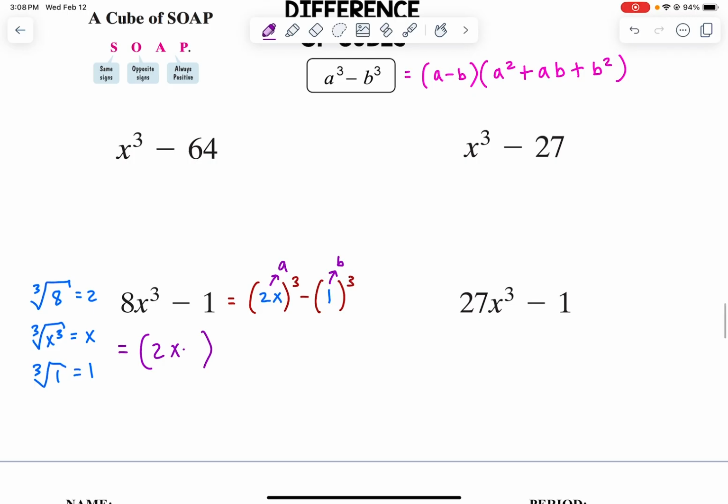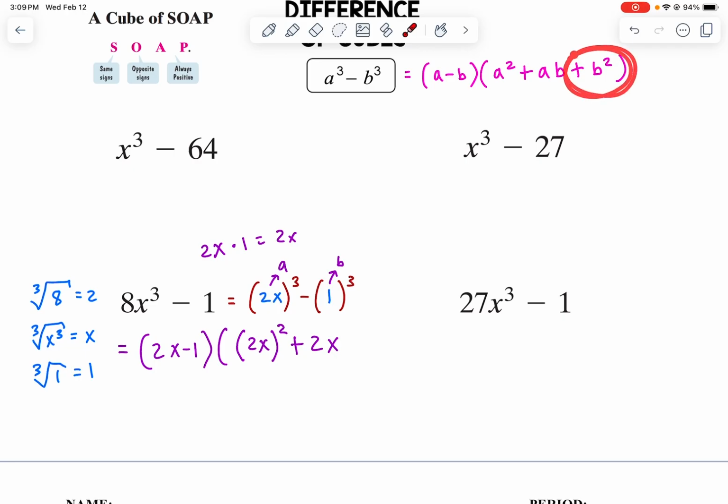So we're going to get 2x minus 1 multiplied by, we want to square our a value. Our a value is 2x. Be real careful here once again. I'm going to put that in parentheses, 2x, and I'm going to square the whole thing, plus a times b. Here, once again, be real careful. A times b here would just be 2x. So we have positive 2x. And then we want to take our b value and square it. Our b value is 1. 1 squared is just 1. So we'll end up with positive 1 here.